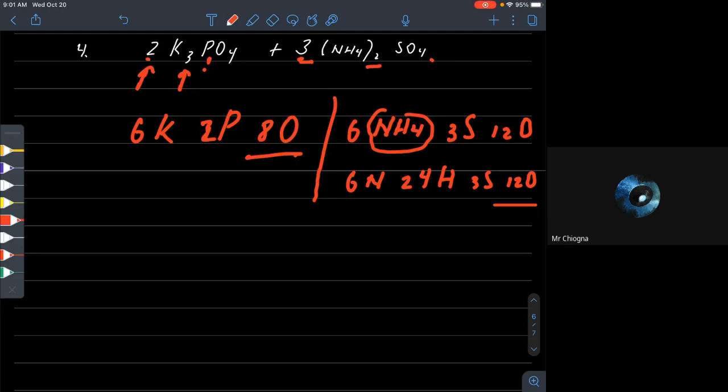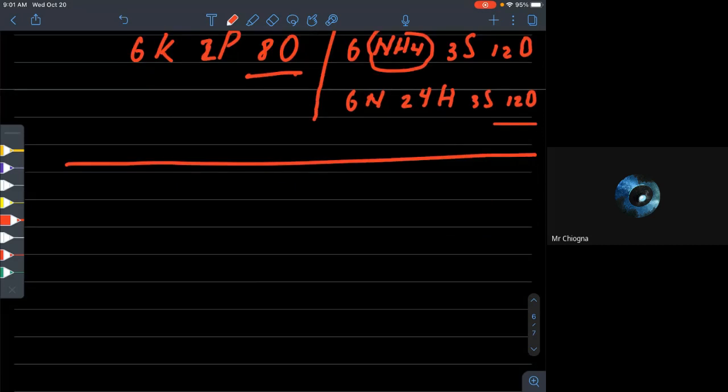Okay, so that's what we need. This is basically just counting atoms. We need to do that for what's coming next, which is balancing equations. This is balancing equations. Yeah, definitely. This is notes.